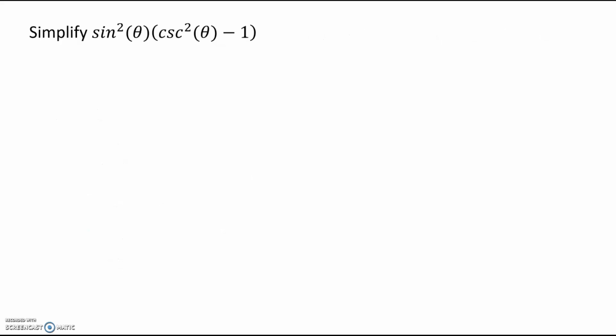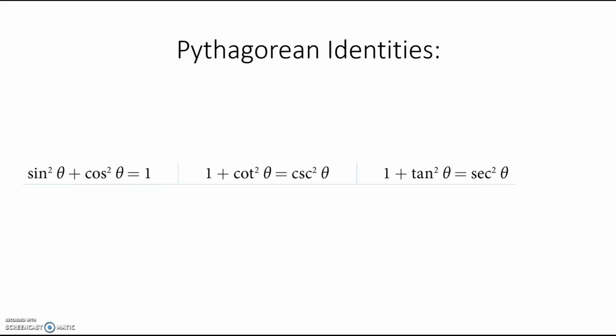Okay, if we look at this one, we have sine squared of theta, cosecant squared of theta minus 1. Now, whenever I have a trig function that is squared and then a minus 1, I would always go back to the Pythagorean identities and take a look at them. And let's see, notice there's a cosecant squared and then there's a 1. So if I can manipulate that just a little bit, I can get that equal to cotangent squared of theta.